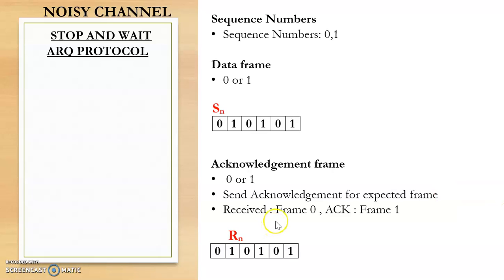So say suppose the receiver has received frame 0 and it is waiting for frame 1, then the receiver will send an acknowledgement for frame 1, which means that it will inform the sender that it wants frame number 1. So the receiver will always send an acknowledgement for the expected frame. Acknowledgement for frame 1 meaning it will send an acknowledgement frame with acknowledgement number as 1.